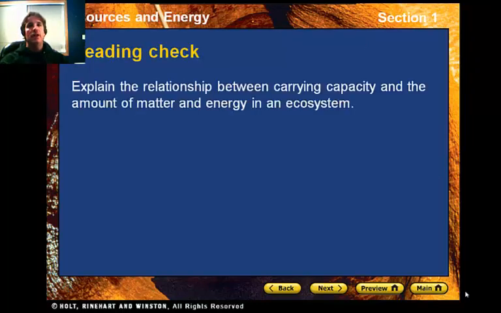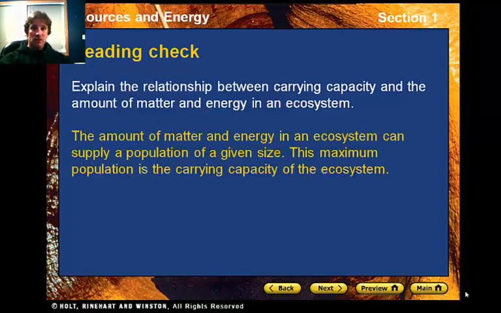Okay, take your time, do the reading check. Explain the relationship between carrying capacity and the amount of matter and energy in an ecosystem. That's from last chapter. Pause your video and do it. Here's your answer. The amount of matter and energy in an ecosystem can supply a population of a given size. The maximum it can carry, that is the carrying capacity. And remember, anytime you can pause these to write these down, because I'm going to keep going. If you need longer to write that down, then pause it.